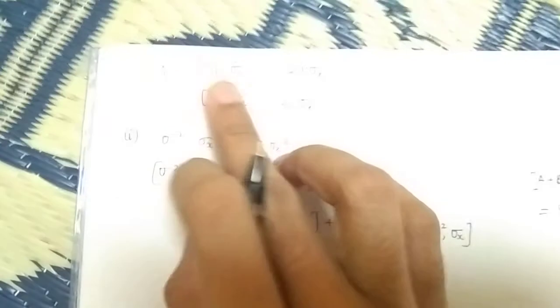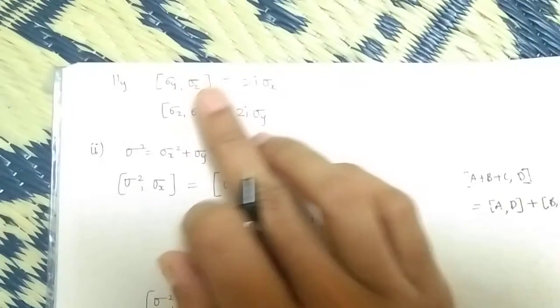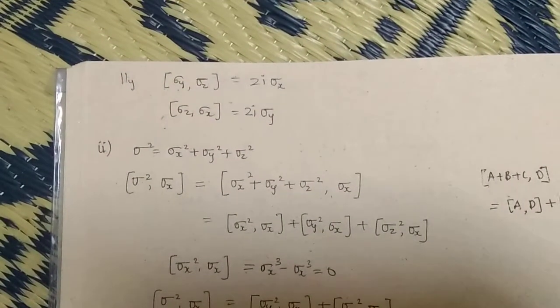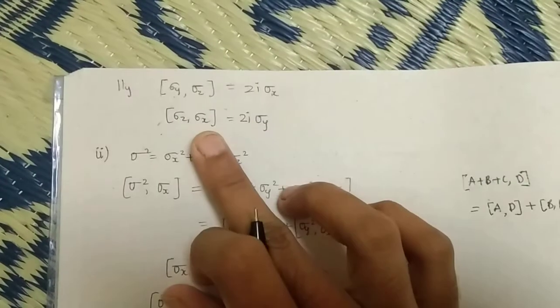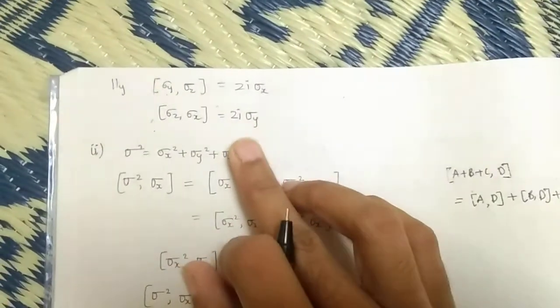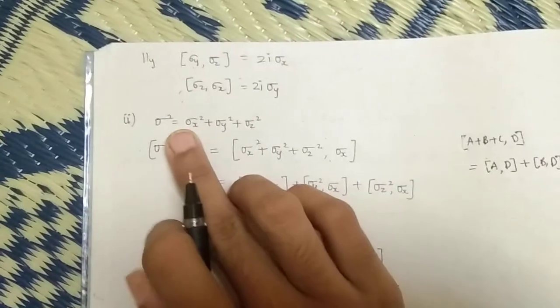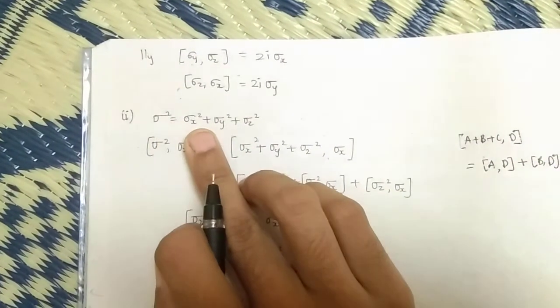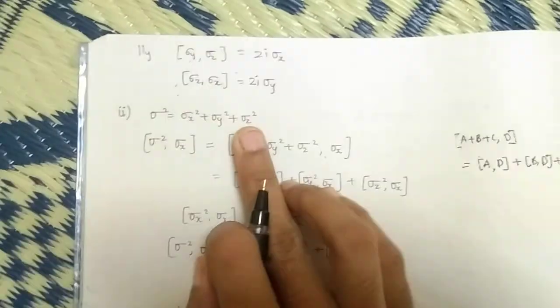In the similar manner, we can prove that sigma y sigma z commutation equals 2i sigma x, and sigma z sigma x commutation equals 2i sigma y. And next thing, sigma square equals sigma x square plus sigma y square plus sigma z square.